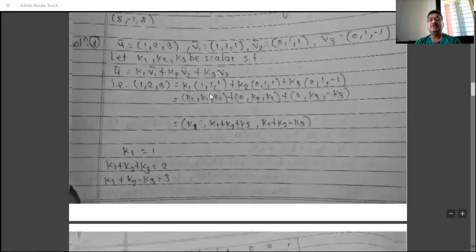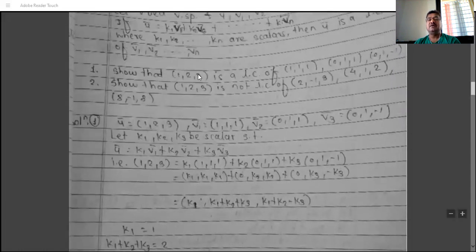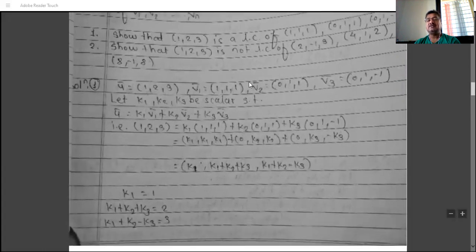Then apply the definition of usual scalar multiplication in R3, that is, multiply by k1, k2, k3. We have these 3 vectors, and then add them using the usual addition in R3. All these are vectors of R3, and R3 is a vector space under usual addition and usual scalar multiplication. So k1 plus 0 is k1, then k1 plus k2 plus k3 as the second element, and then k1 plus k2 minus k3 as the third coordinate.